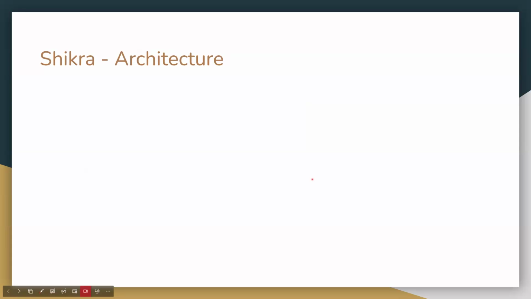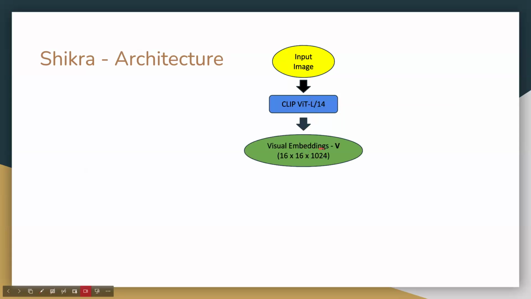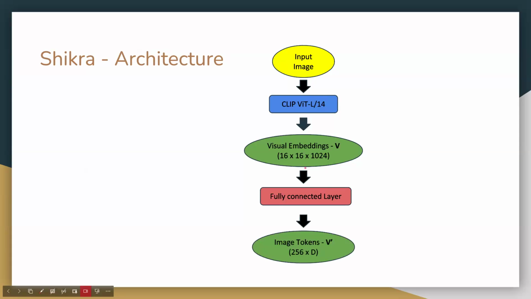Thank you, Rafiq. So I'm going to briefly cover the Shikra architecture as well as the training process and some of the data sets and task templates that they use. So for the architecture, let's say we have an input image and we pass it through a ViT-Large model, get some visual embeddings, and then pass them through a fully connected layer, which converts them into dimensions which can be input into the LLM. So I'm going to show this real quick.